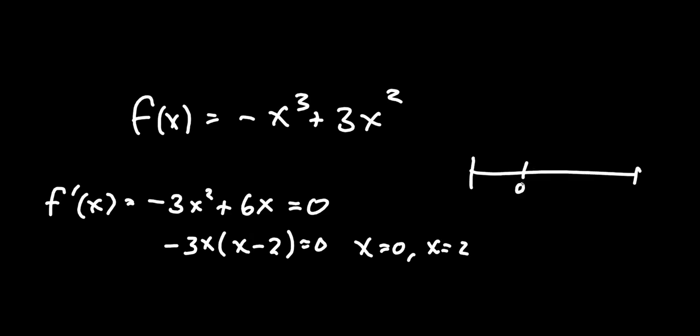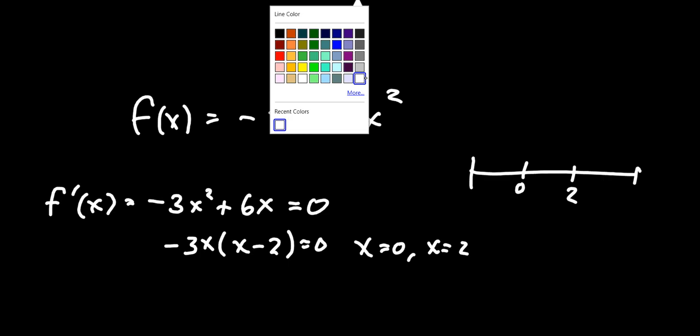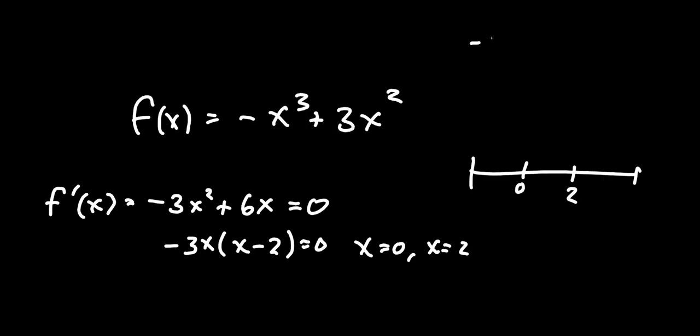So here we have 0 and here we have 2. Let's see what happens in each of these regions. So any number that's less than 0, if we plug in negative 1, we get negative 1 to the third plus 3, because negative 1 squared is just 1. So this is just 1 plus 3, which is equal to 4. So we're going to get a positive number.